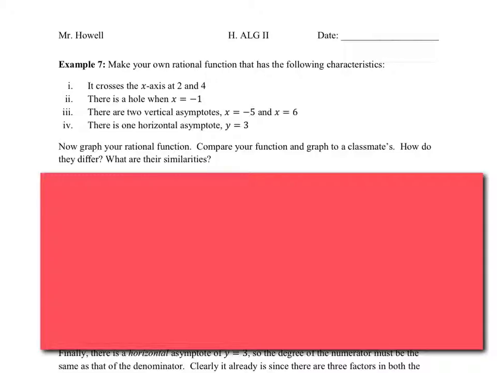Those factors become the numerator. And what do those factors look like then? To give me 2 and 4, what would the factors be? x minus 2 and x minus 4. Those are in the numerator. So we start by making a fraction with x minus 2 and x minus 4 in the numerator.